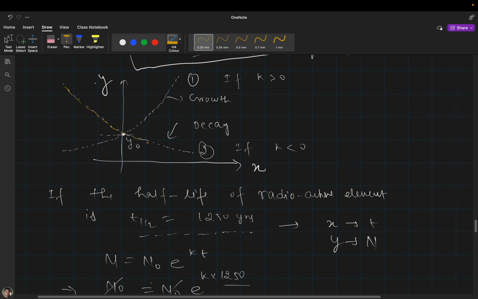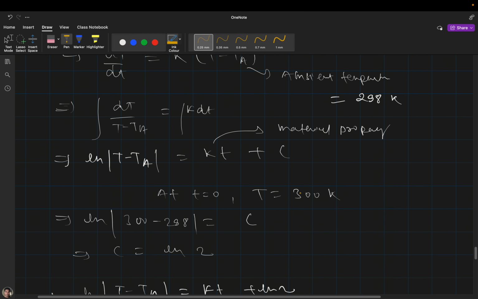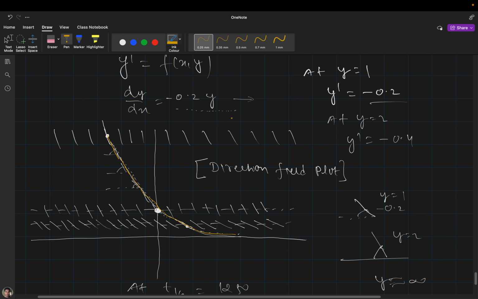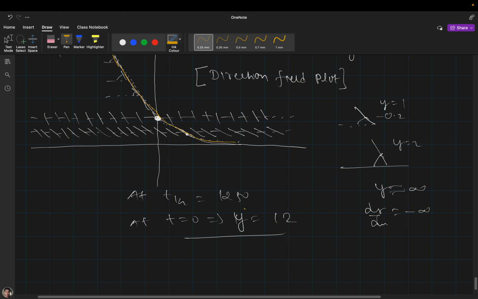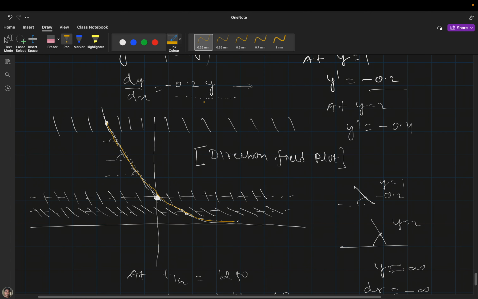And suppose you have some y, at y naught only, which means that there is some tangent line. Okay, this is the tangent line. And when you calculate the slope of the tangent line at y equal to y naught, in this case you will get what? Minus 0.2 times y equal to what? Y naught. So that will be minus 0.2 y naught. So the slope of the tangent line at this point will be actually minus 0.2 y naught.